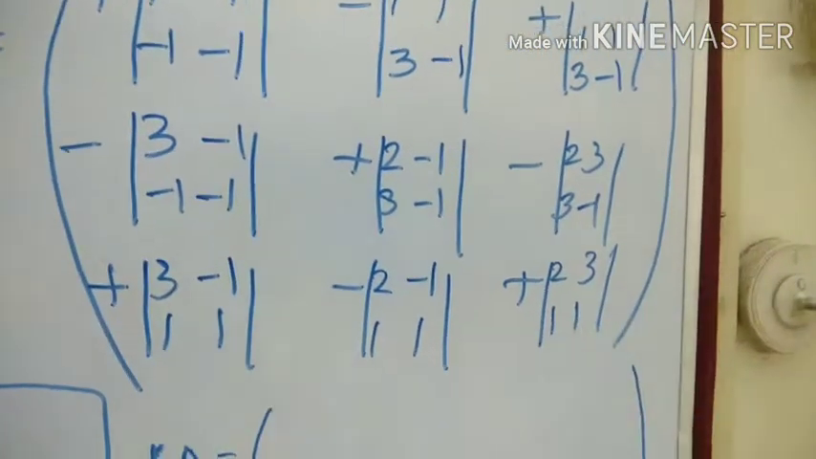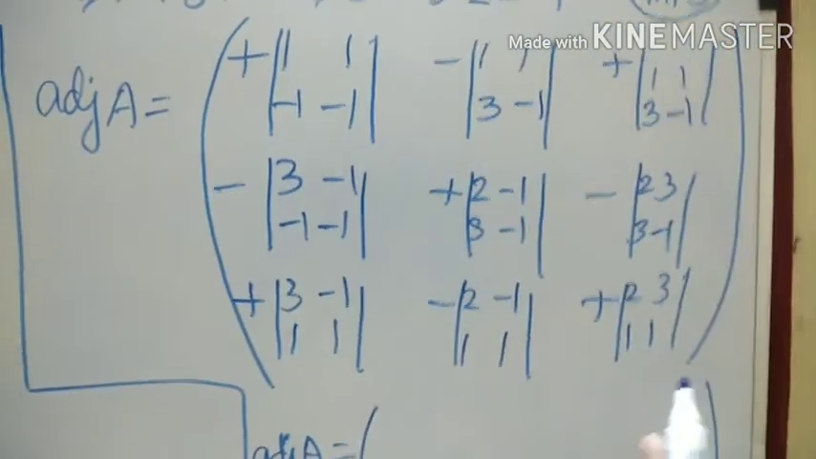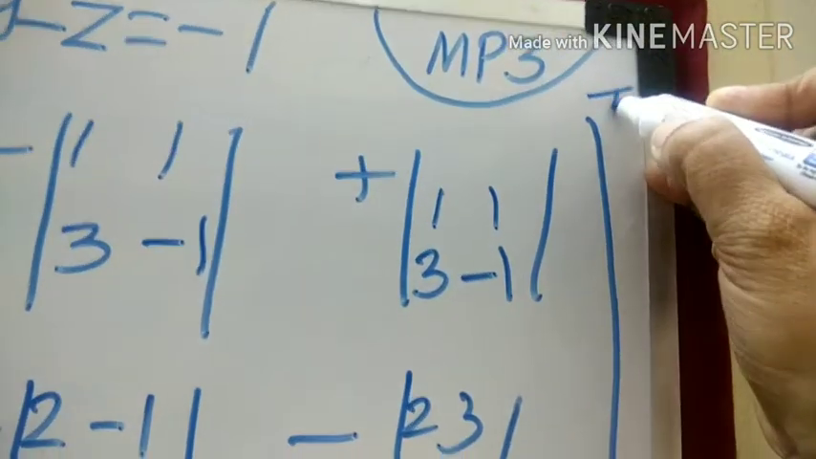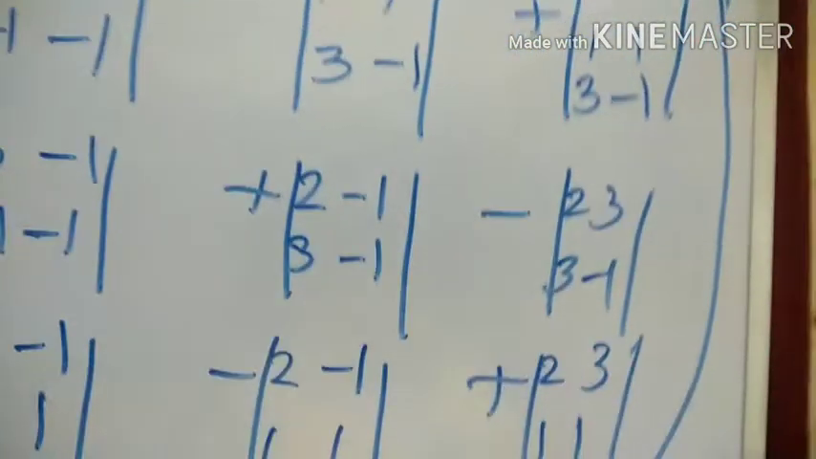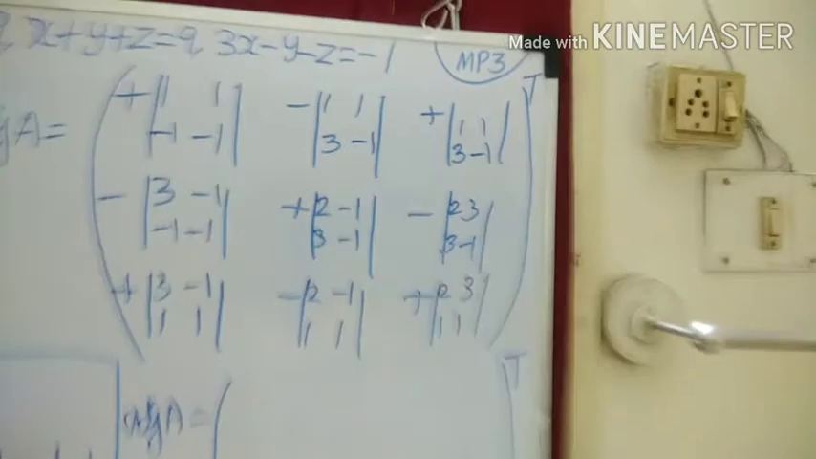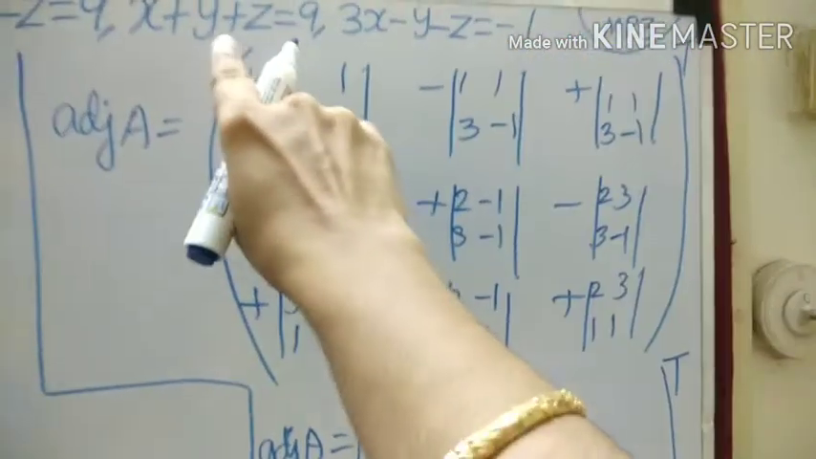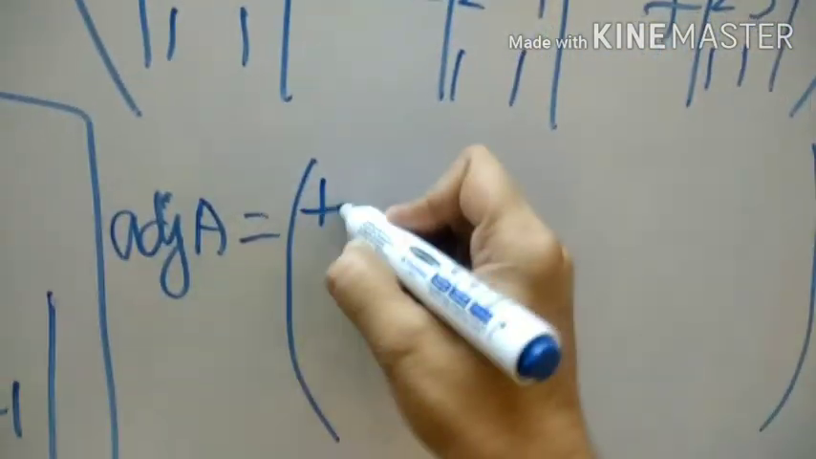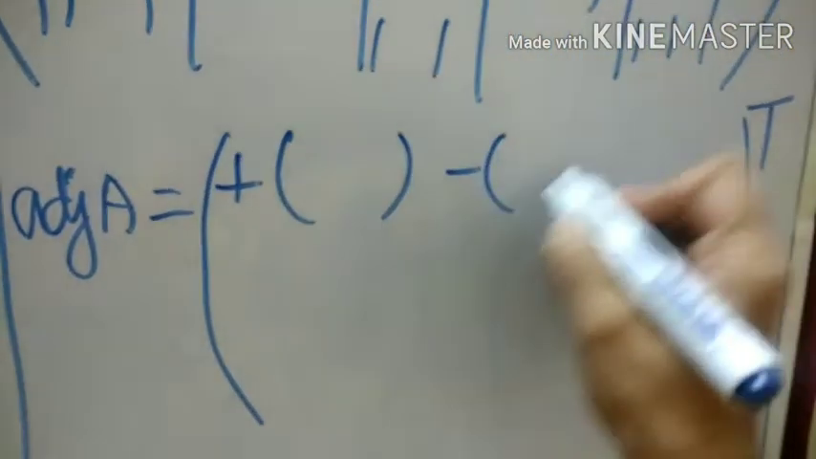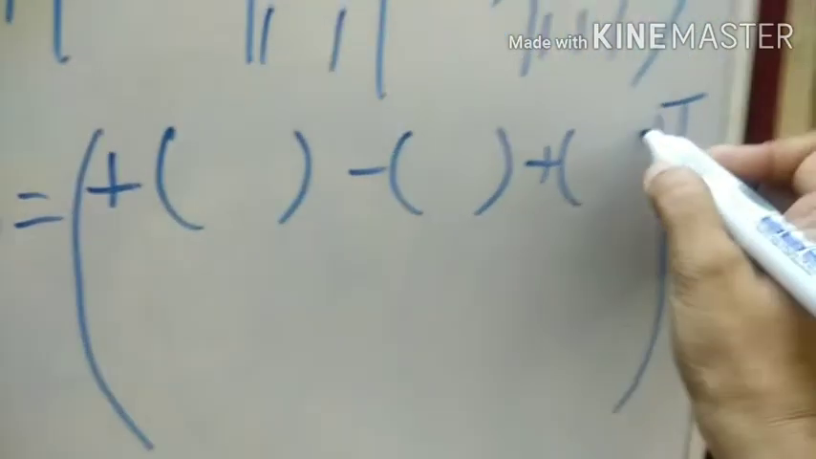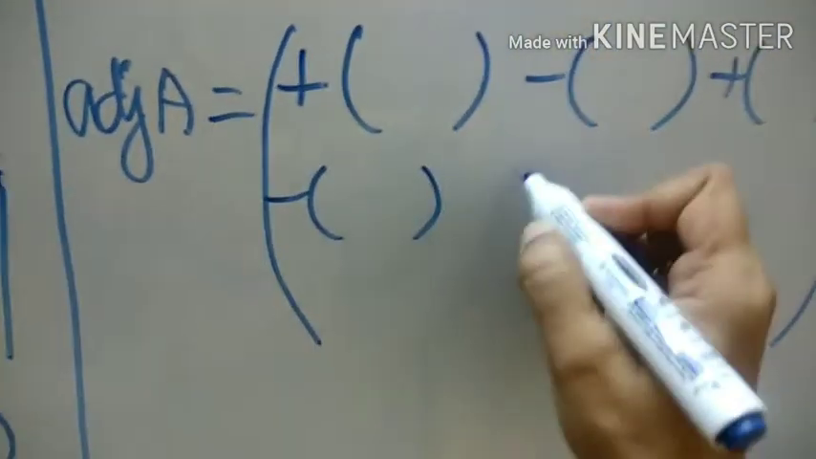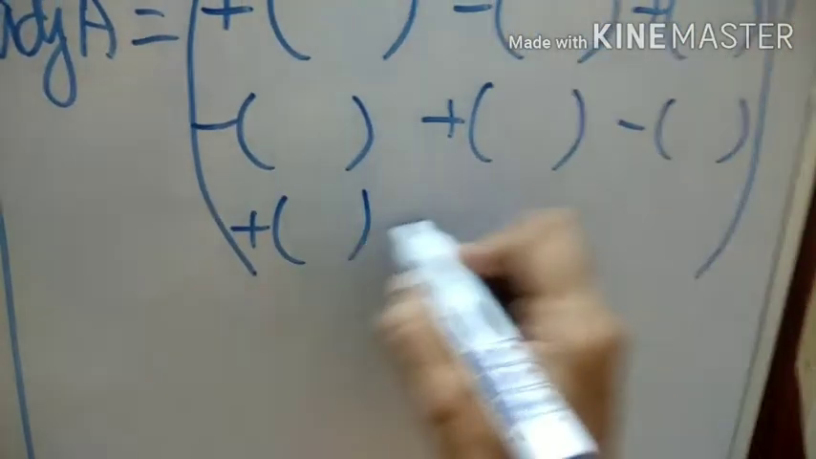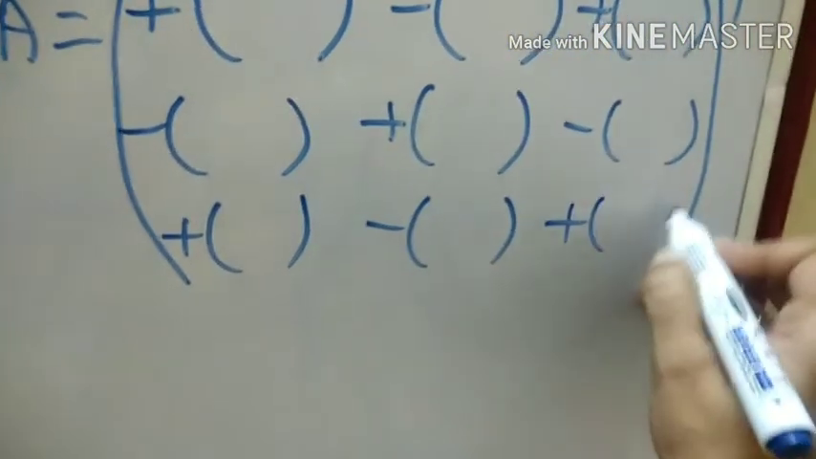So hiding the rows and columns, we find out what is adjoint of A, and very important is to remember to put the transpose. So we want to find the transpose and fill up this answer. Now how will you find each one? For the next step of writing the adjoint, we put the signs this way: plus, minus, plus. Second row minus, plus, minus. Third row plus, minus, plus.